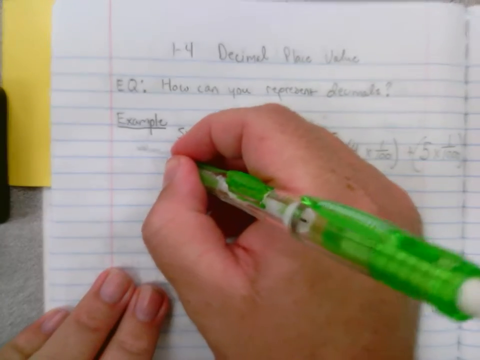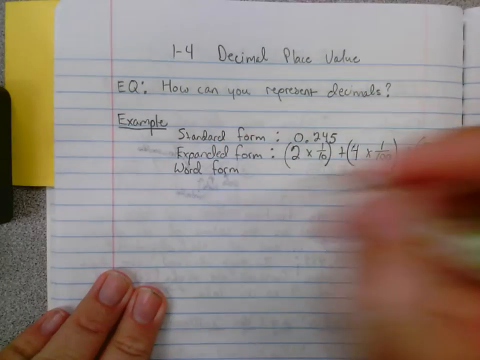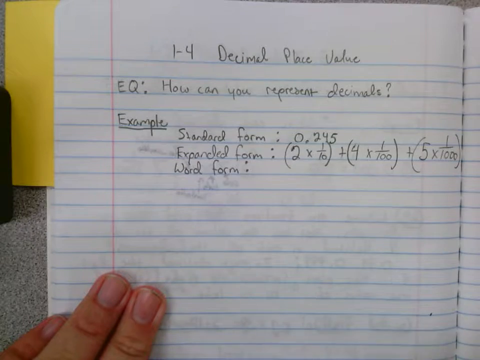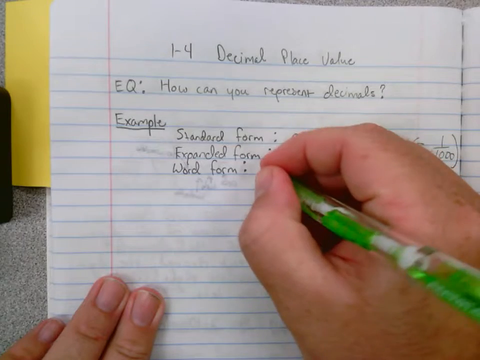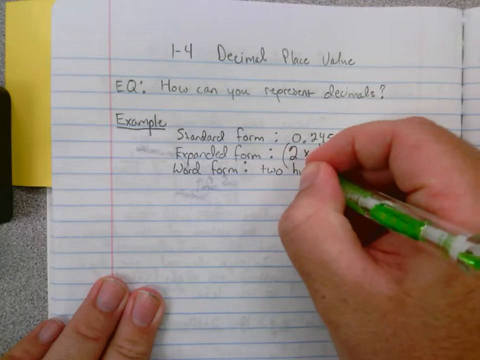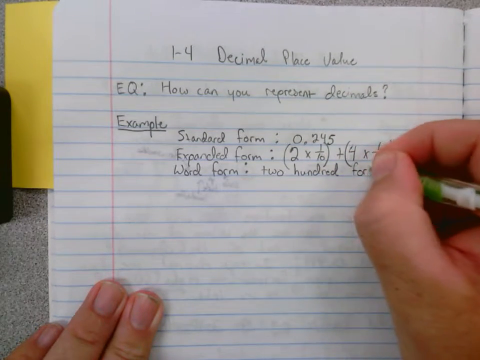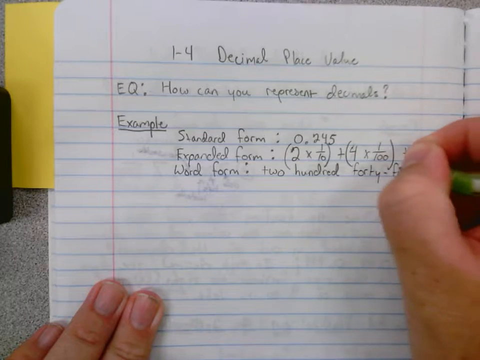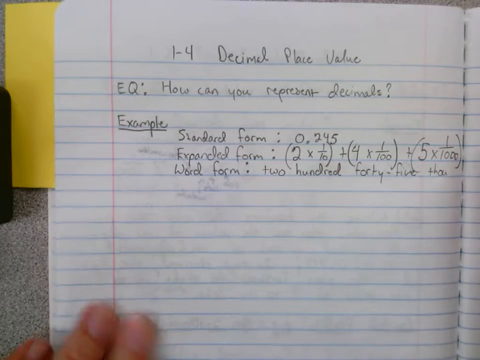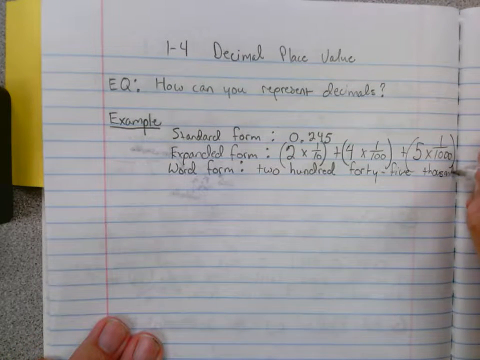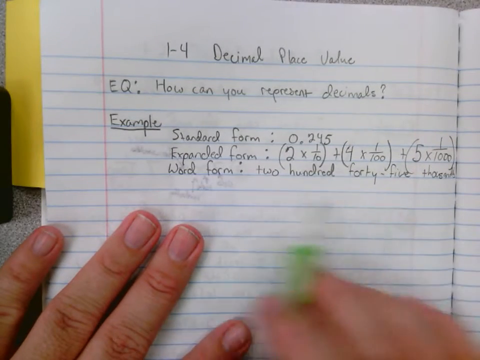And then to write it in word form, we would write it just like we pronounce it, 245 thousandths. Oh, I ran out of room. Okay. So 245 thousandths is the word form.